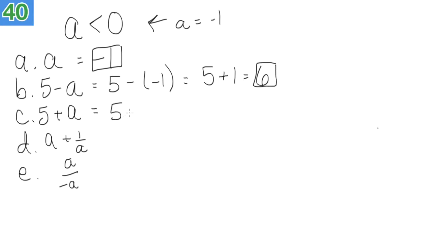C, 5 plus A. 5 plus -1. Now, plus a negative becomes a minus, so 5 minus 1, which equals 4. So that's our answer for C.